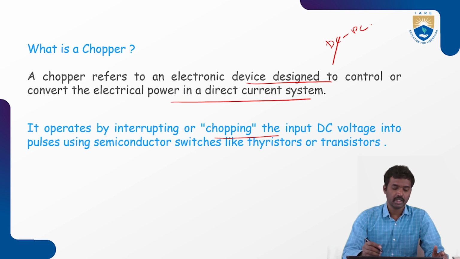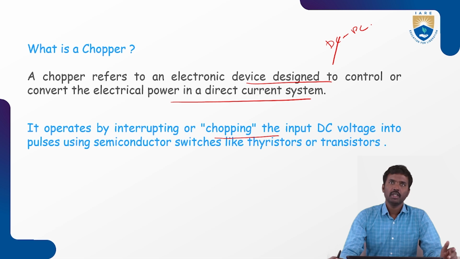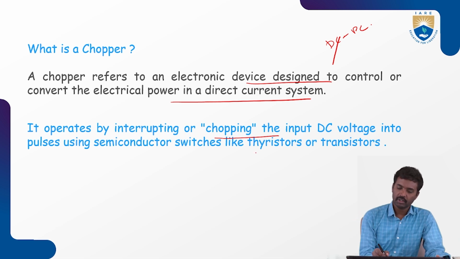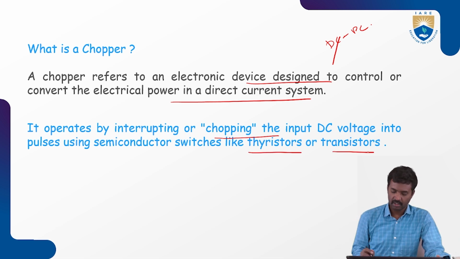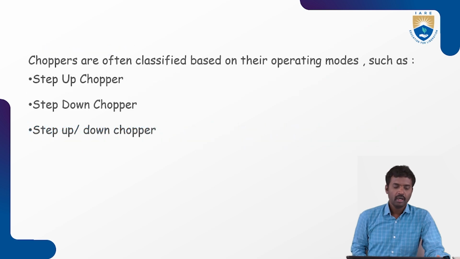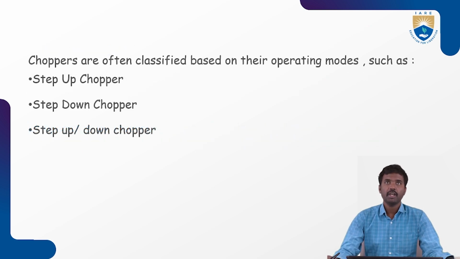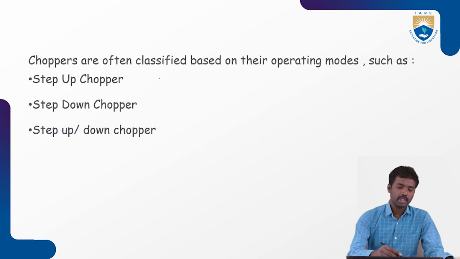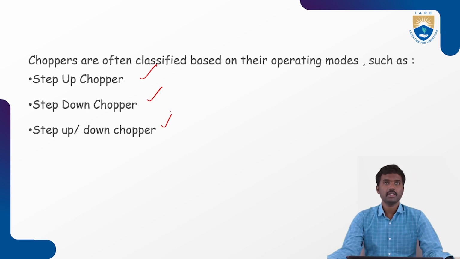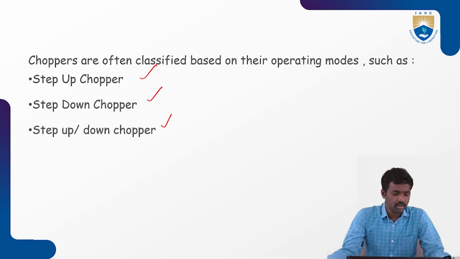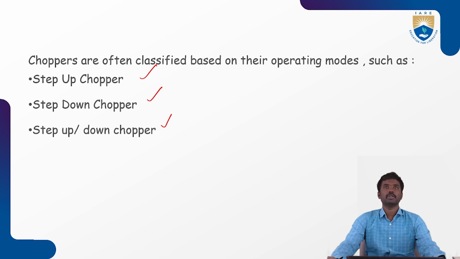What are the semiconductor switches? SCR, MOSFET, IGBT. All these are semiconductor devices, that means thyristors and transistors. These choppers are classified into three types: step-up choppers, step-down choppers, and step-up or step-down choppers. A step-up chopper is known as a boost converter, a step-down chopper is a buck converter, and a buck-boost converter is a step-up, step-down chopper.